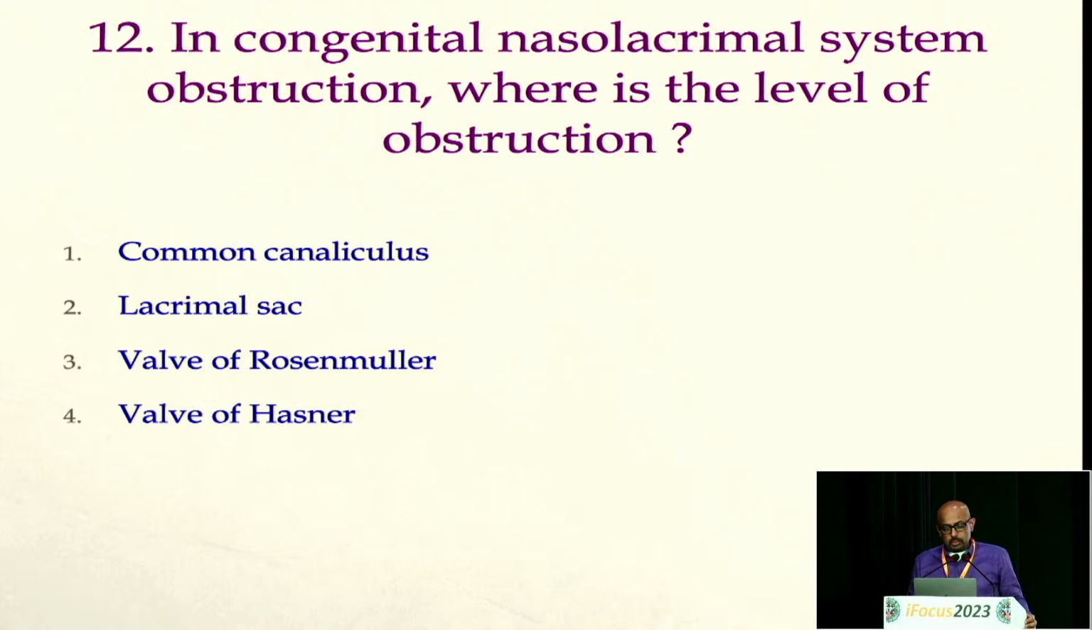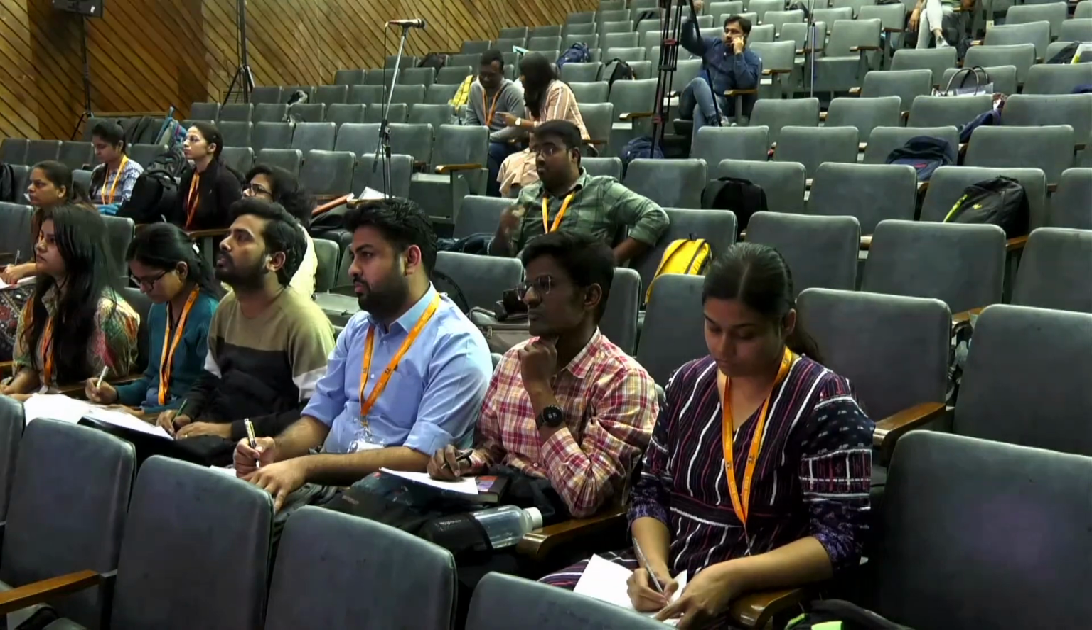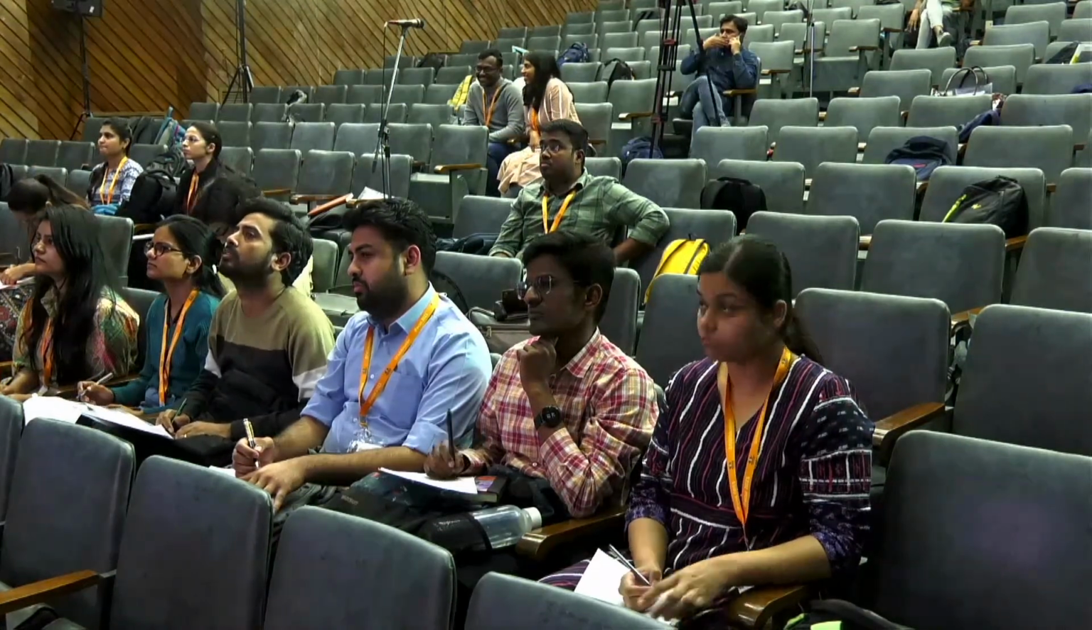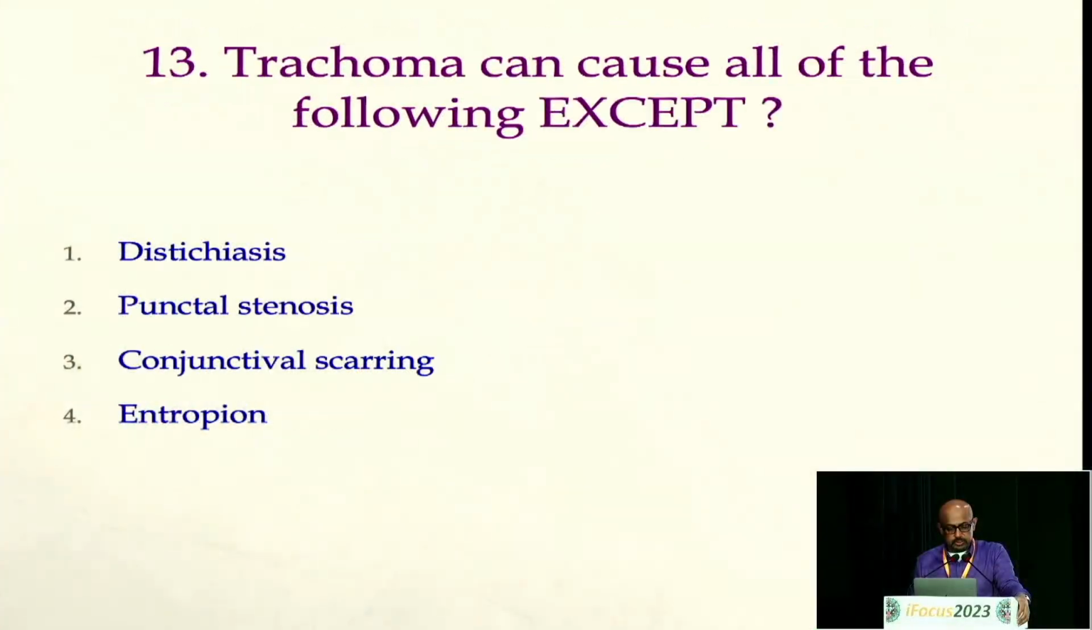Question 12. In congenital nasolacrimal system obstruction, where is the level of obstruction? Common canaliculus, lacrimal sac, valve of Rosenmuller, valve of Hasner. In congenital NLD obstruction, where would you find an obstruction? Common canaliculus, lacrimal sac, valve of Rosenmuller, or valve of Hasner.